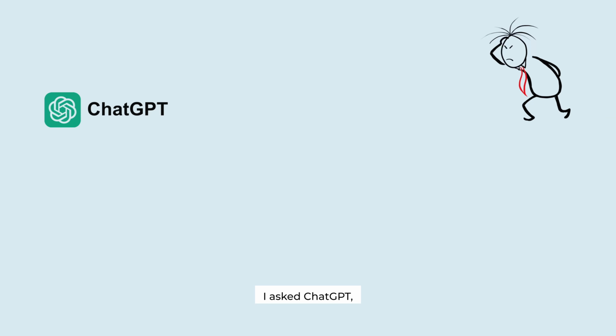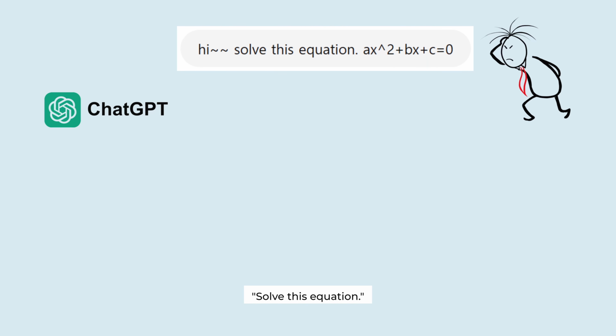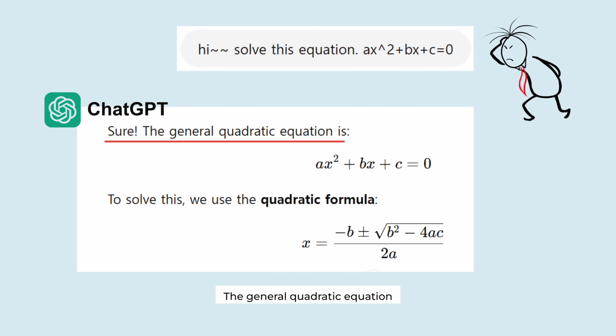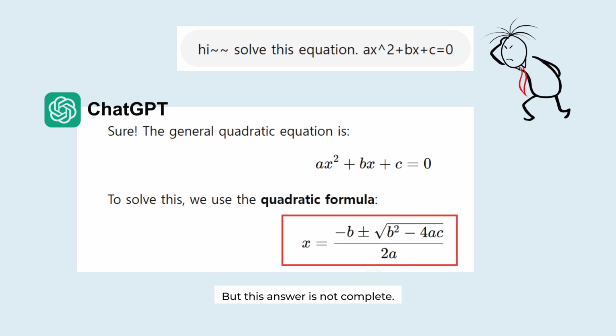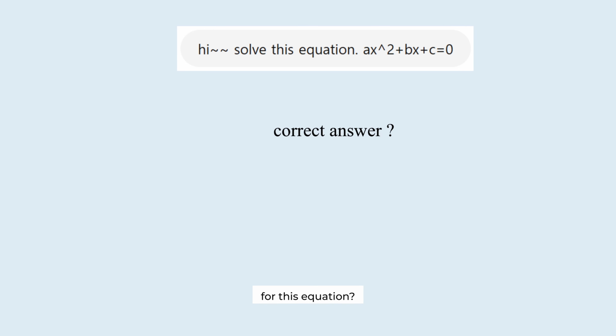I asked ChatGPT to solve this equation. "Sure, the general quadratic equation is ax squared plus bx plus c equals 0. To solve this, we use the quadratic formula." But this answer is not complete. In that sense, it is incorrect. What is the correct answer for this equation?